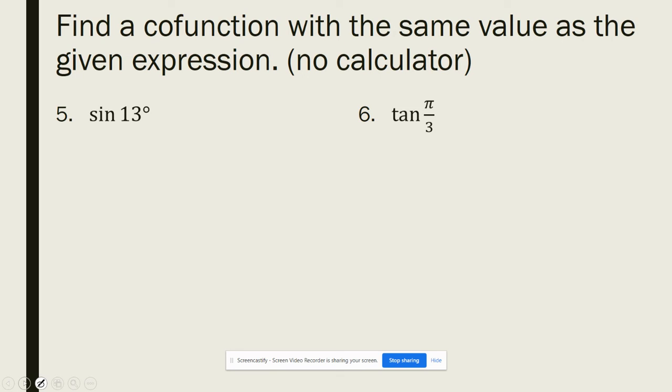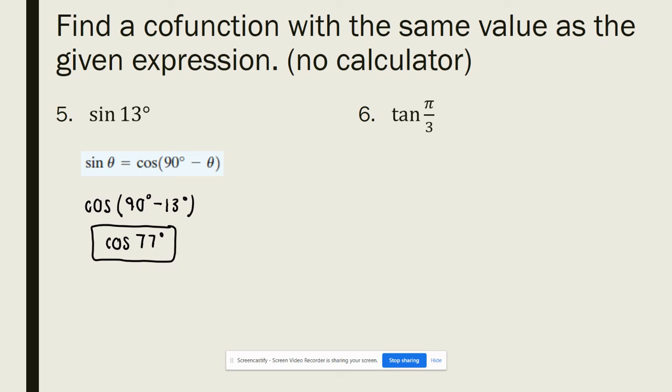So if I wanted us to find a cofunction with the same value as the given expression, once again, no calculator, we will look at the fact that sine of 13 degrees, well, sine's cofunction relates to cosine. And so when we are in degrees, I get to now say that the sine of 13 degrees is the same thing as cosine of 90 degrees minus 13 degrees. So when I subtract those two numbers, I end up getting an answer where the sine of 13 degrees is the same thing as the cosine of 77 degrees.